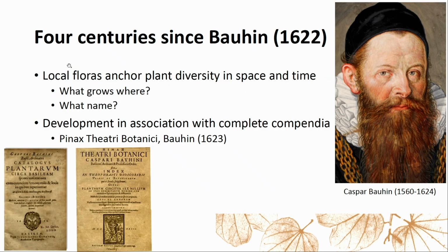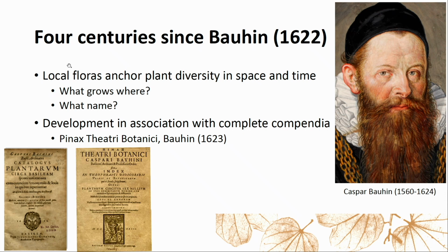Now, local floras are generally very interesting because they anchor plant diversity in space and time. So it allows you to know what grows where and under what name we can recognize it. But it is more than trivial to figure out what is the good name, especially 400 years ago when there were no clear databases and no clear standards on how to do things. And that means that the development of these local floras was in association with the development of complete compendia of plants. So if you want to know which plants grow here, you need to know what it is and what it is not. So that is the Pinax, which is 400 years old.